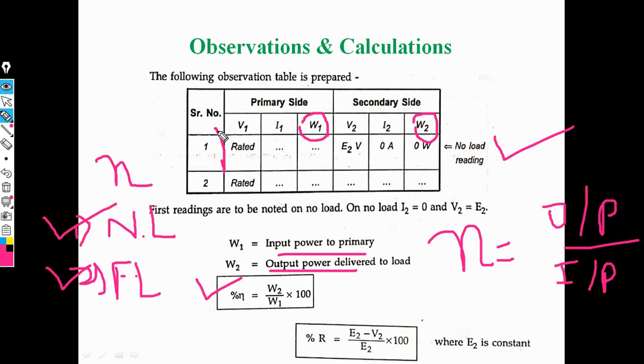Also voltage regulation is calculated for no load condition and full load condition. These are the important formulas for percentage of efficiency and percentage of regulation, that is, percentage regulation is E2 minus V2 upon E2 into 100. Now this is the direct method, also called the direct loading method, to find out efficiency and voltage regulation.